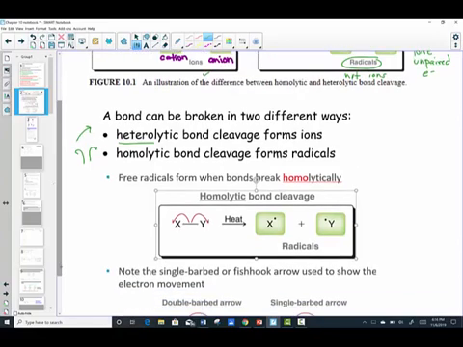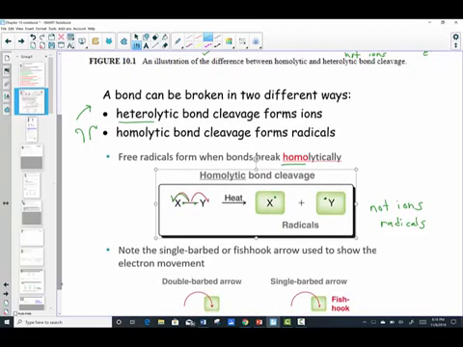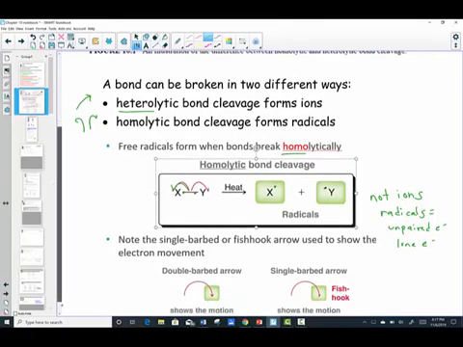These free radicals form in a homolytic bond cleavage. The shared pair of electrons is split. One goes to the first element, the second to the other element. These are not ions. They are not charged. Rather, they are known as radicals. What makes a radical is having an unpaired electron. One lone electron is another way to say that same thing.